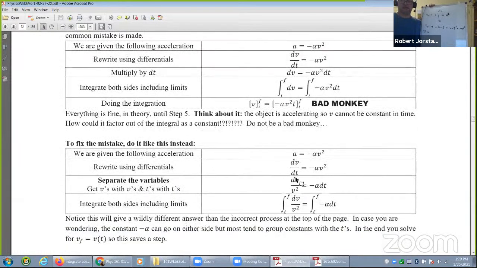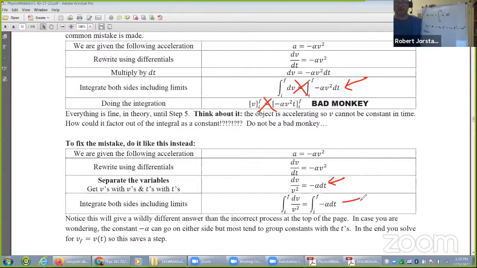To fix the mistake, all you have to do is one extra step, right? Compare this step right here. Sorry. Here, I did the integral without separating. This is not true. Okay, so this is not true. Here, I separated it before I integrated it, so this is okay. And then this is a constant. You can do this integral. This depends on v. You can do that integral.